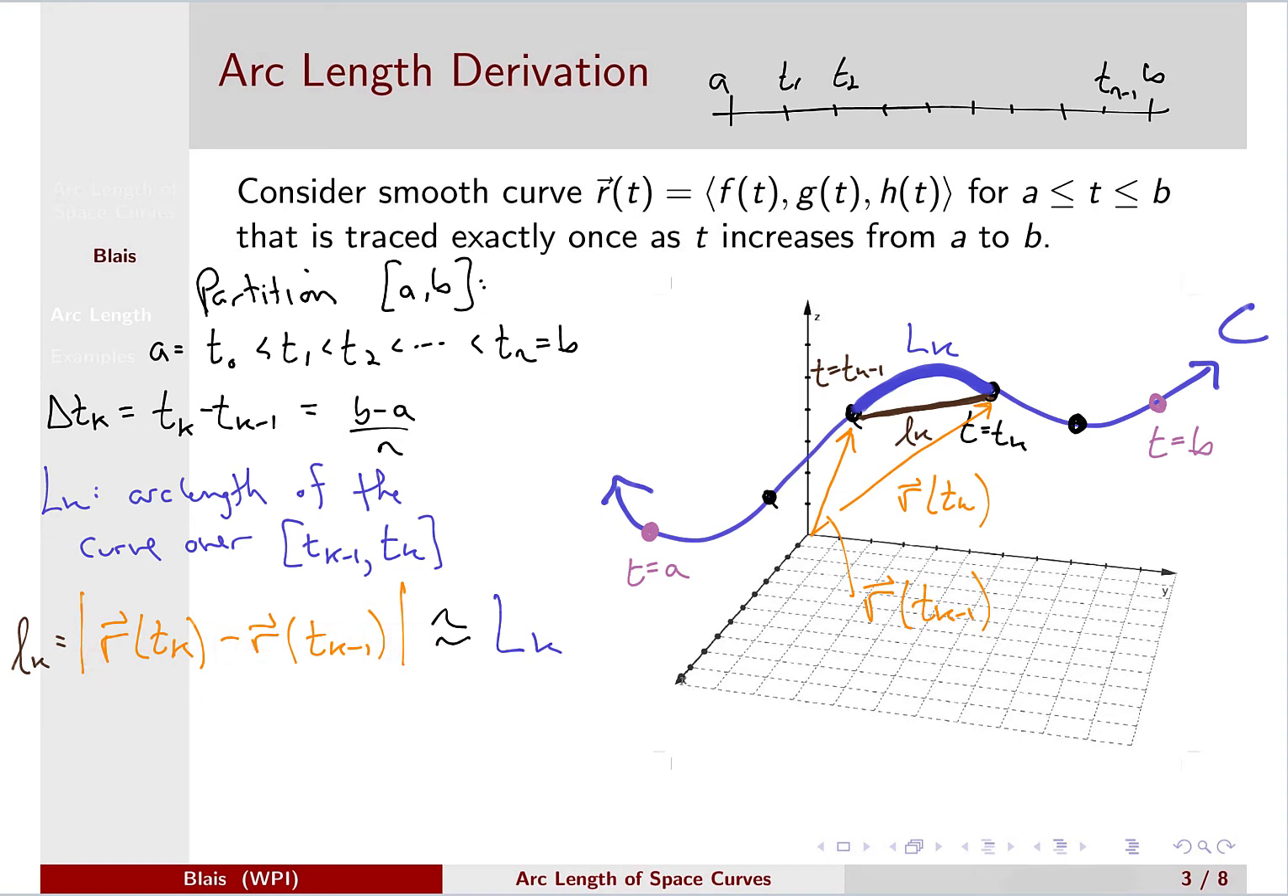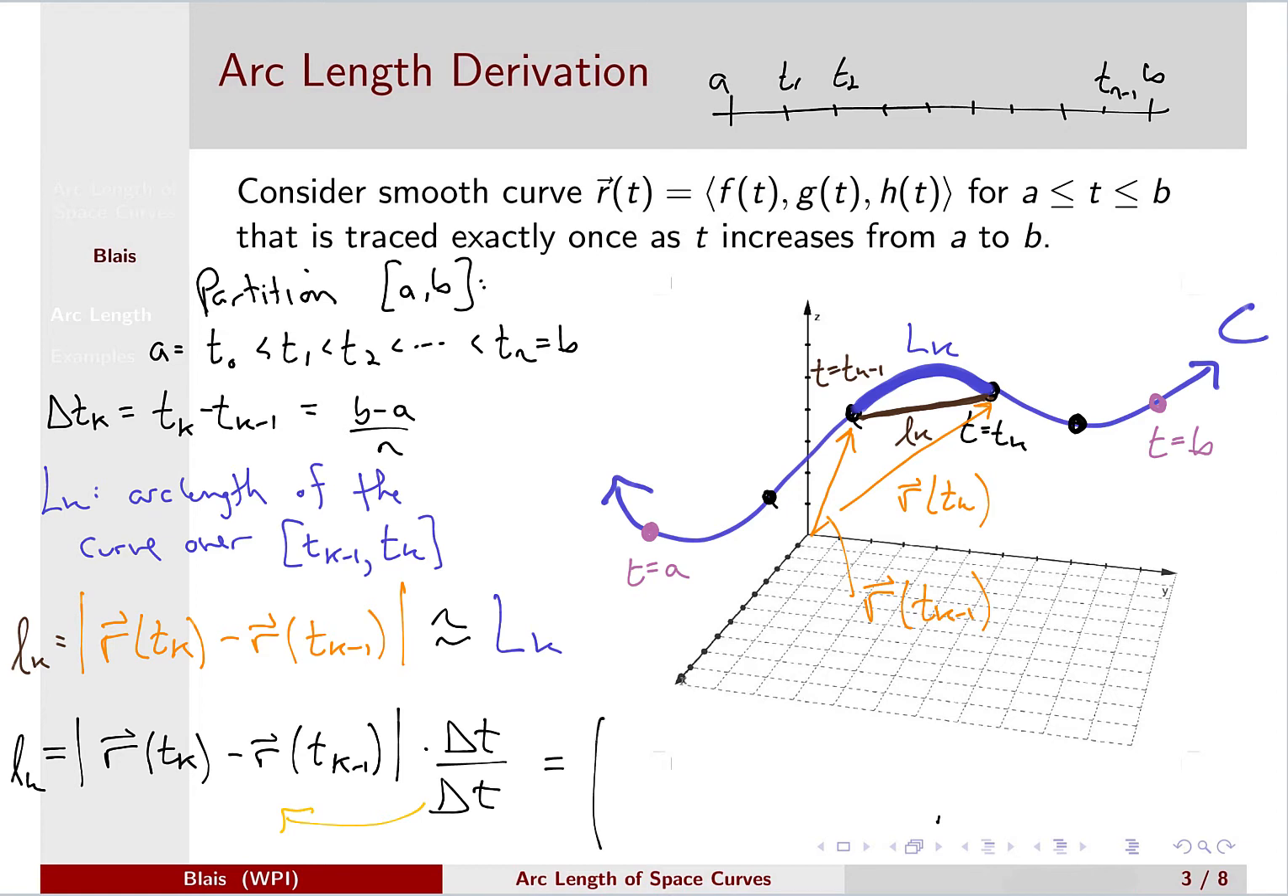So we have this expression, but now note that we can multiply and divide both sides by delta t. We can then bring this delta t in the denominator into the vector magnitude, and so we get the magnitude of r of tk minus r of tk minus 1 over delta t, times delta t. And we now note that this expression here gives us the length of this line segment, little lk. And remember, we are using that to approximate the arc length of this curve, capital Lk.